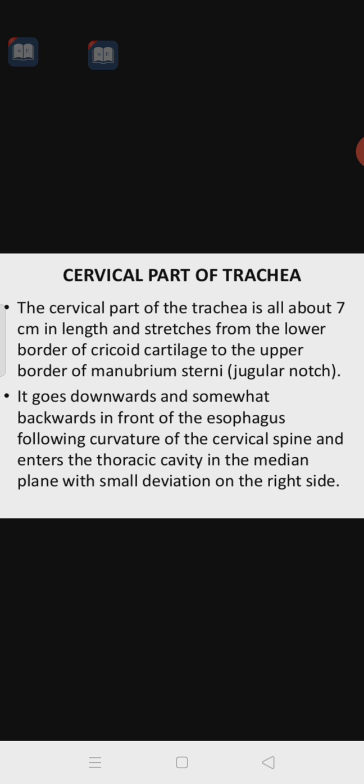This is how the trachea runs: it goes downwards and somewhat backwards in front of the esophagus, following the curvatures of the cervical spine, and then enters the thoracic cavity in the median plane with a small deviation to the right side. So these arrangements happen in the front and back side of the esophagus. That is the arrangement of the trachea.